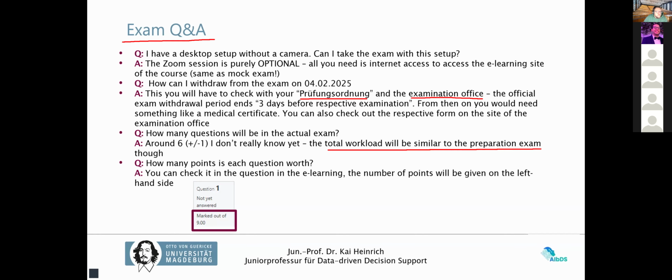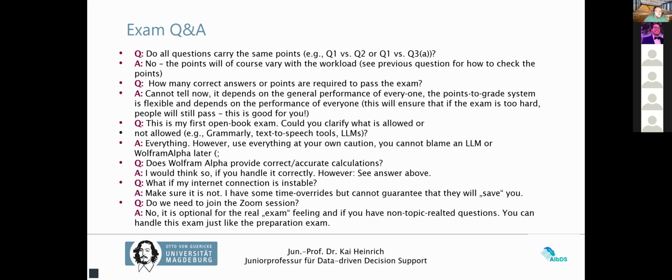So how many points is each question worth? It's different, but you can check it in the e-learning, in the exam. The number of points that the question gives is on the left-hand side, right? So question 1, for example, had 9 points. Okay, I think this is all you need to know. Right here, you can see it. I actually went into the role of a student and double checked this. So this should be marked out of 9. Okay. Do all questions carry the same points? Of course not. They are different. It depends on the question. Sometimes it's 4, sometimes it's 10.